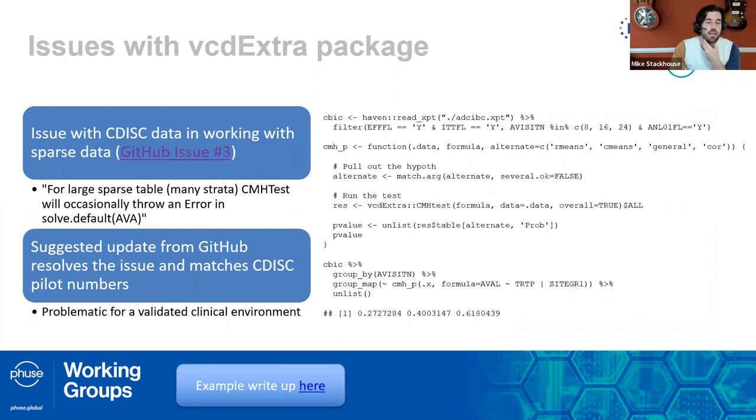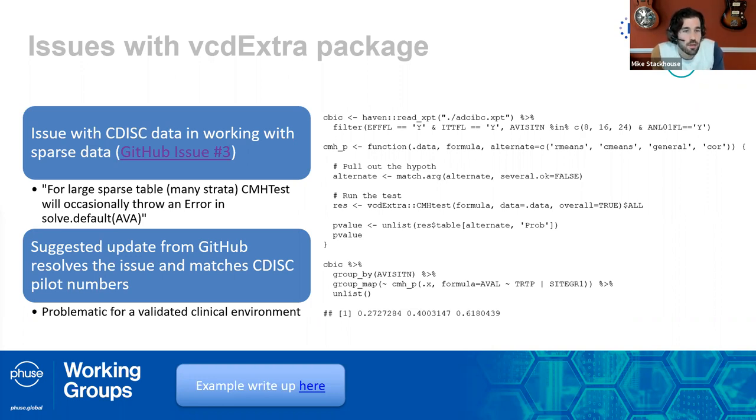And this was a little bit of an interesting dive that we had to do to get the replication to work. So in going down and replicating, I did find that there were some errors that I encountered using the CDISC pilot data, and digging into the GitHub issues with vcdExtra, because it is a public package hosted on GitHub so that you can dive into the source code. There's a note that for large sparse tables with many strata, the CMH test function will occasionally throw an error using the solve.default, referencing into the source code of that.